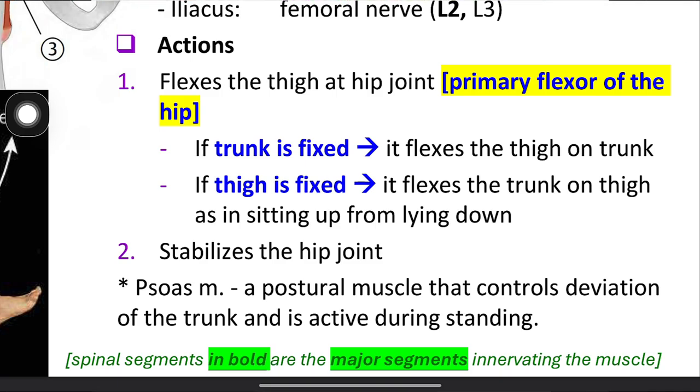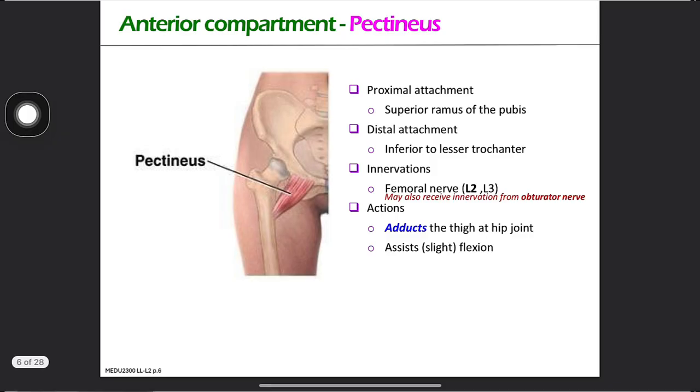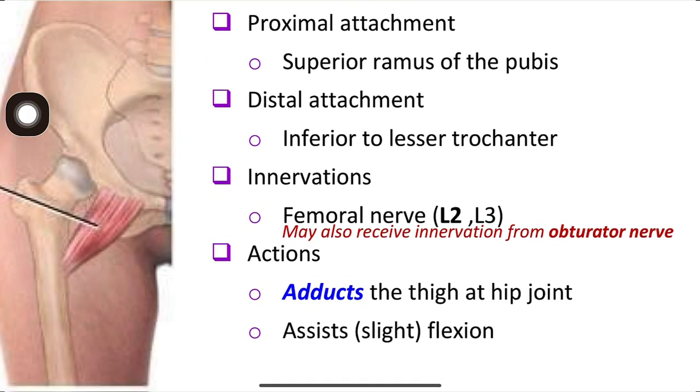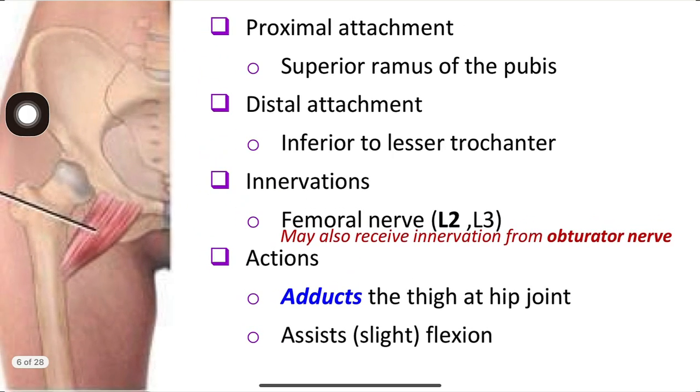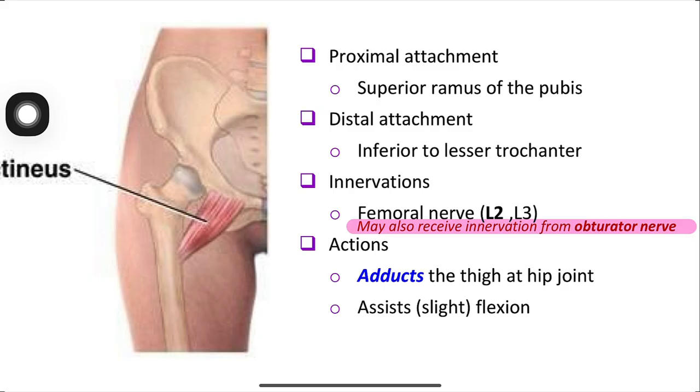Now let's talk about the outliers. So this is the outlier, the pectineus. This one is innervated by the femoral nerve, L2, L3, but also receives innervation from the obturator nerve. And the action of this muscle, weird. It adducts, close, right, adduct. So when it is in action, the muscle strengthens in this way, trying to pull the thigh close to the body, close to the midline.